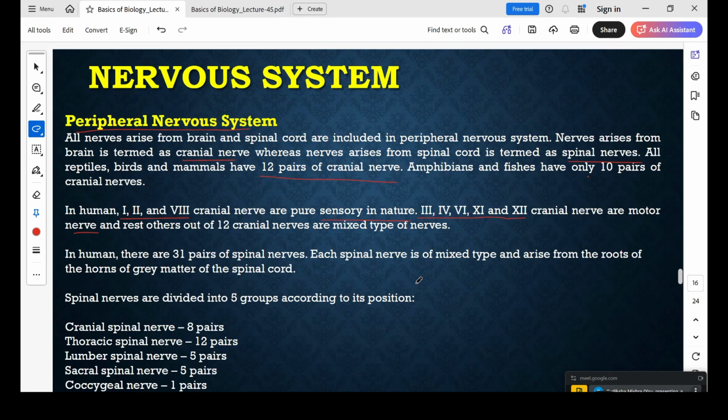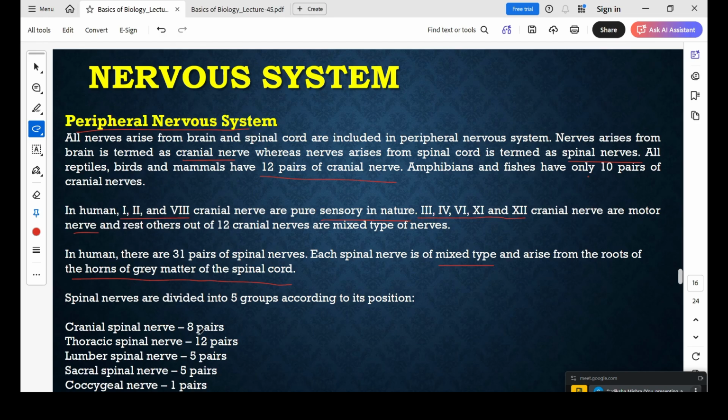All of these spinal nerves are mixed type, which implies they can receive input of multiple types and provide output of multiple types, and they arise from roots of the horns of gray matter in the spinal cord. Spinal nerves are divided into 5 groups.